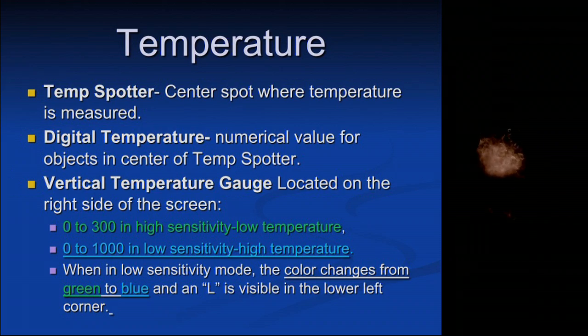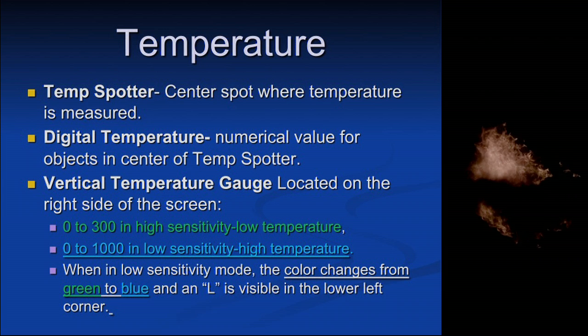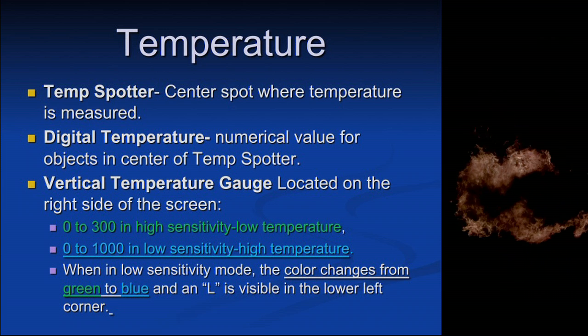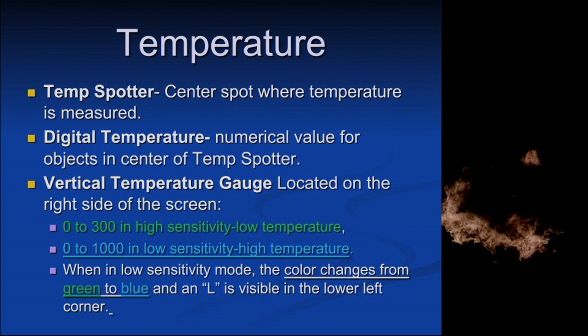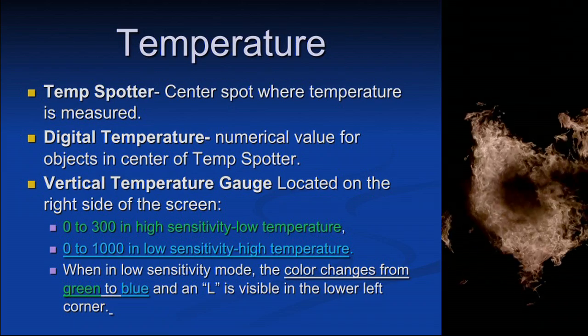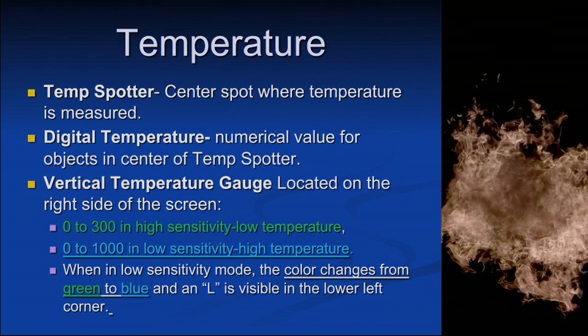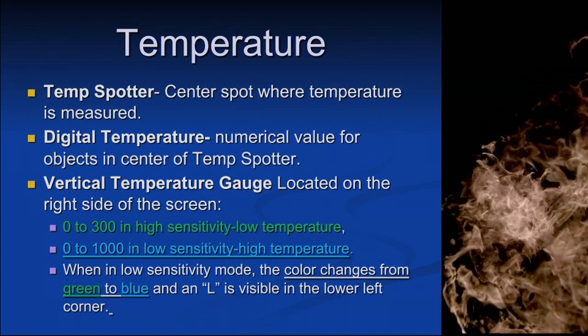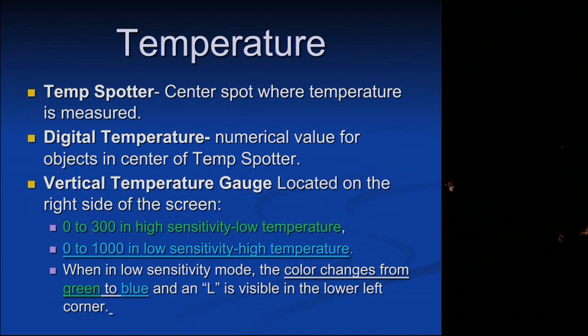It is important to point out that when the camera switches modes from the normal mode of high sensitivity, low heat to the firefighting mode of low sensitivity, high heat, the display changes color from green to blue, and the vertical gauge now is 0 at the bottom, but 1,000 degrees at the top. In addition to the color change, there will be an L visible in the lower left corner indicating low sensitivity, high heat. Here's what we are talking about when we compare the normal operating mode of high sensitivity, low heat and the firefighting mode of low sensitivity, high heat.